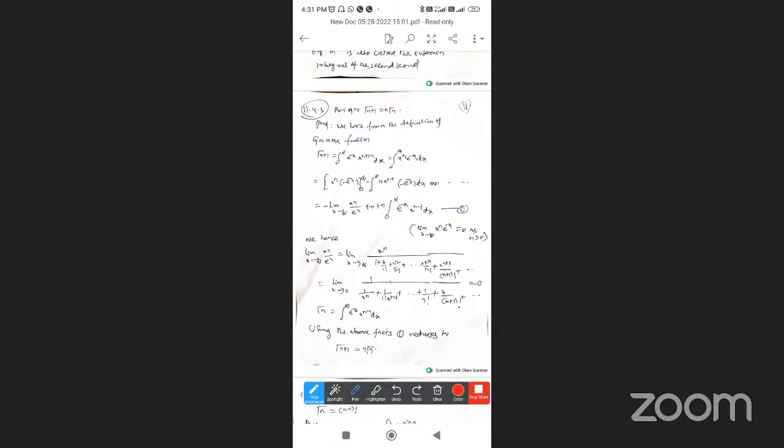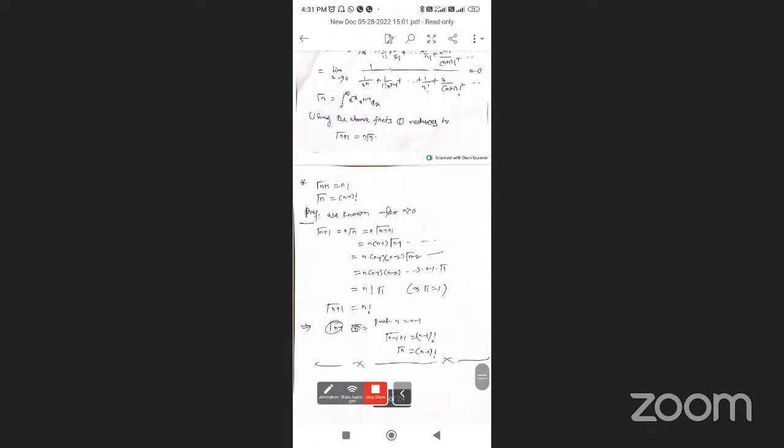Try to see if you understand: gamma n plus 1 is equal to n gamma n. It is also gamma n plus 1 is equal to n factorial, and gamma n is equal to n minus 1 factorial.